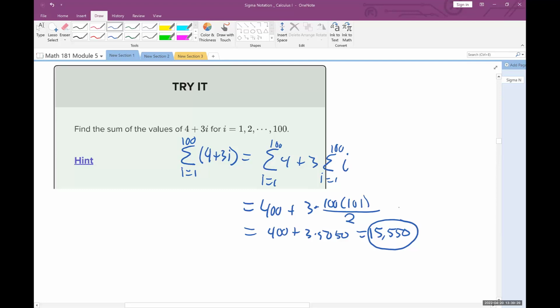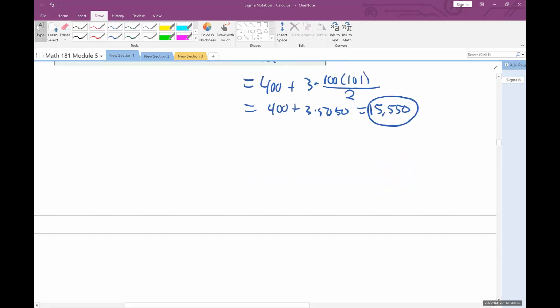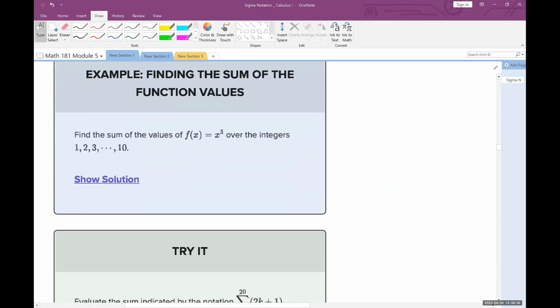Okay, should we go on to another one? Find the sum of the values f of x equals x cubed over the integers 1 through 10. I feel like we did harder stuff earlier. So this would be the sum, i goes from 1 to 10, and we call it i cubed.